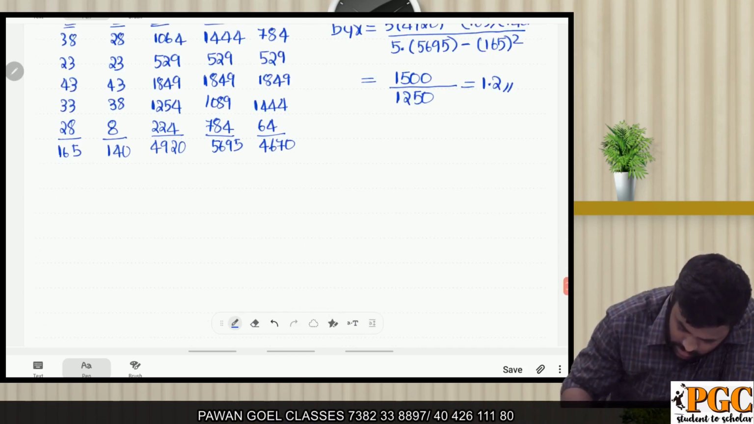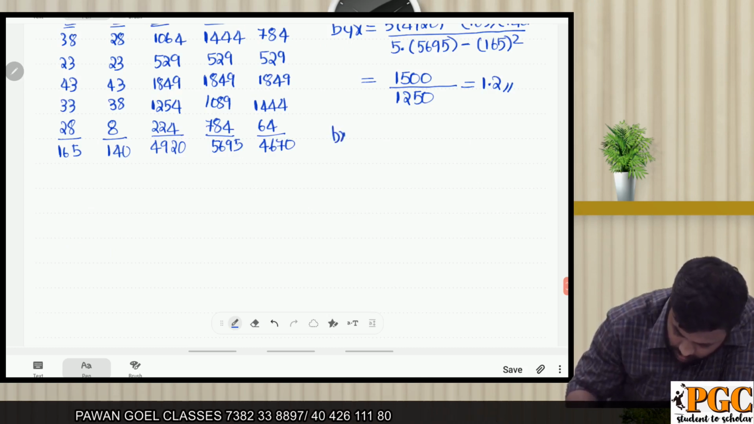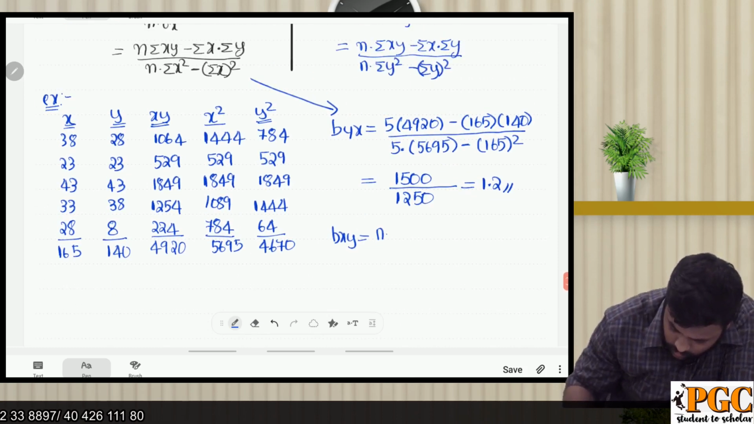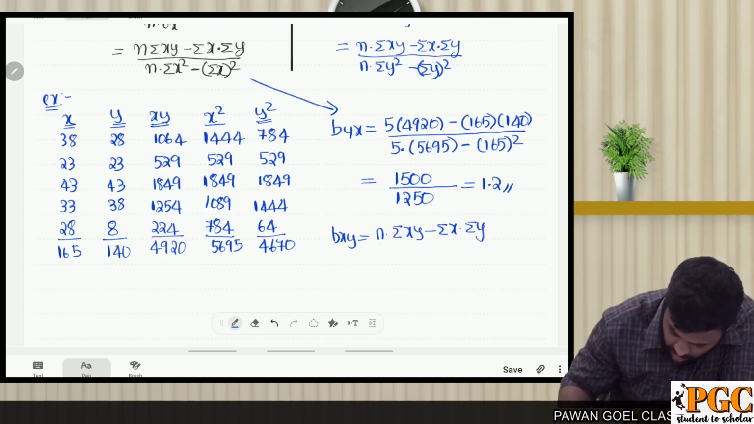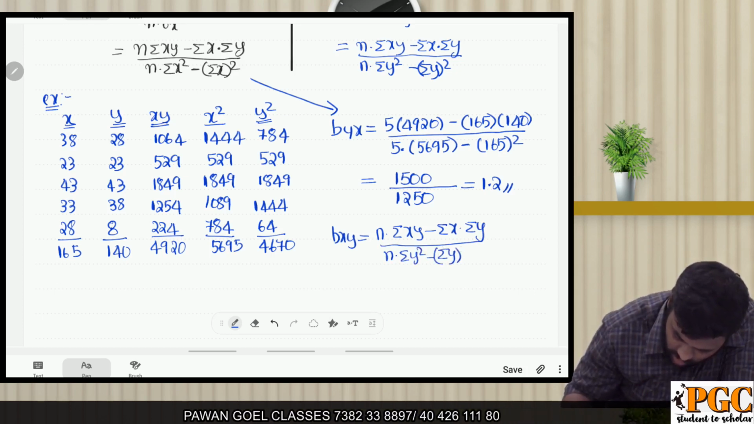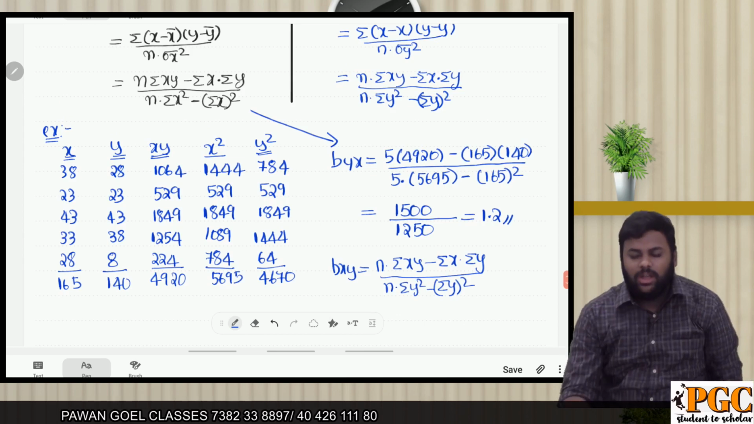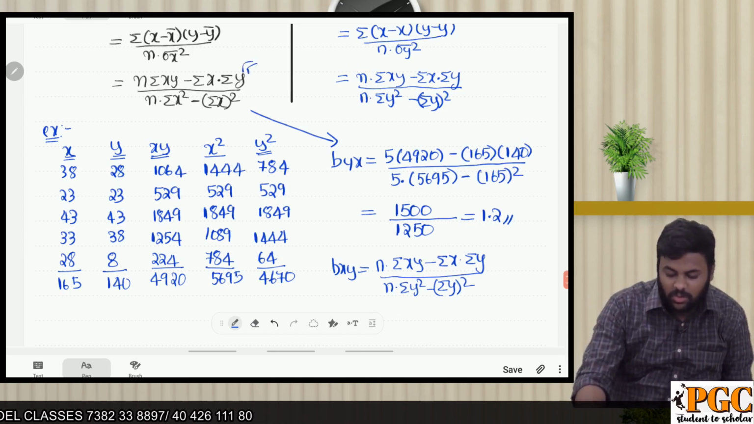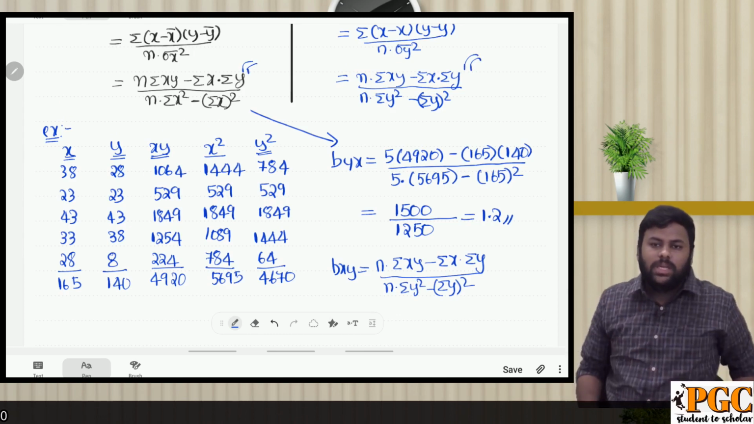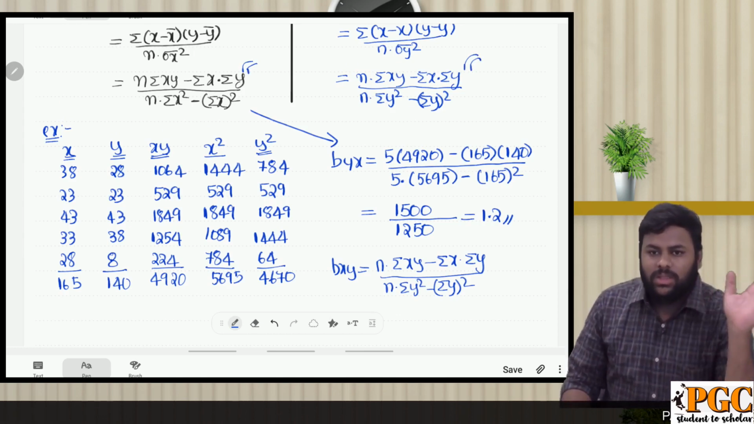Now my dear friends, let us calculate bxy. What is bxy, my dear friends? n into summation of xy minus summation of x into summation of y divided by n into summation of y square minus summation of y whole square. Look here, my dear friends, what value is there in the numerator? The same value is there in the numerator here as well. So can I say in both the cases the value is supposed to remain the same?